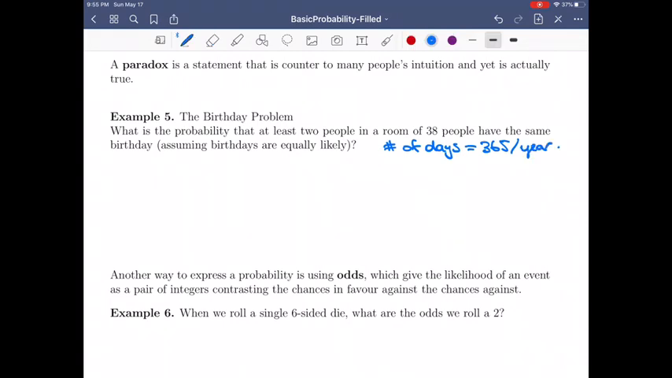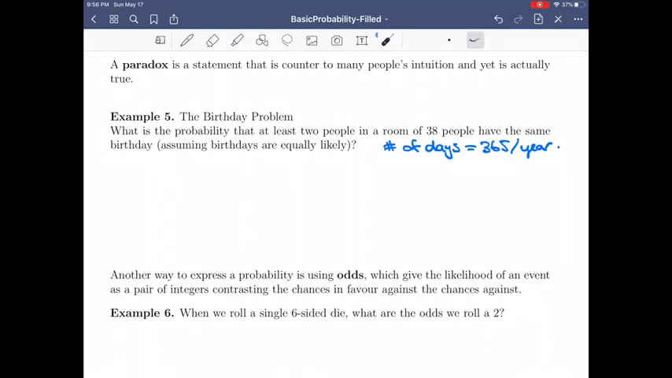So we always are assuming 365 days. Now, at this moment, we don't actually know how to compute this probability. It's rather challenging to compute, but we can still think about how likely this might be. There are 365 different days that you could have birthdays, and there's only 38 people. So how likely is it that at least 2 of them have the same birthday?